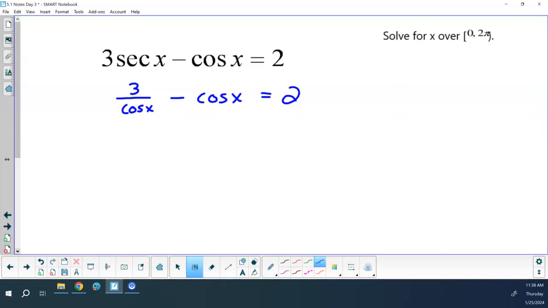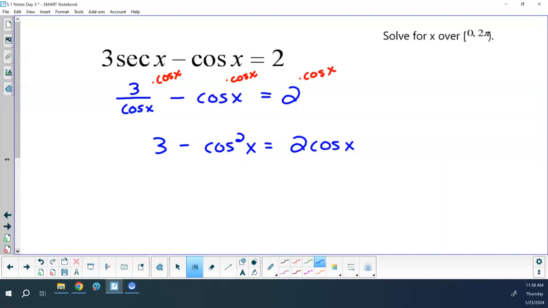What's the easiest path? Cosine squared. Nope. Even easier than that. I'm going to multiply every term by cosine. No, not common denominators. I'm multiplying both sides by cosine. Get rid of 3. So then, that gives me 3 minus cosine squared equals 2 cosine.